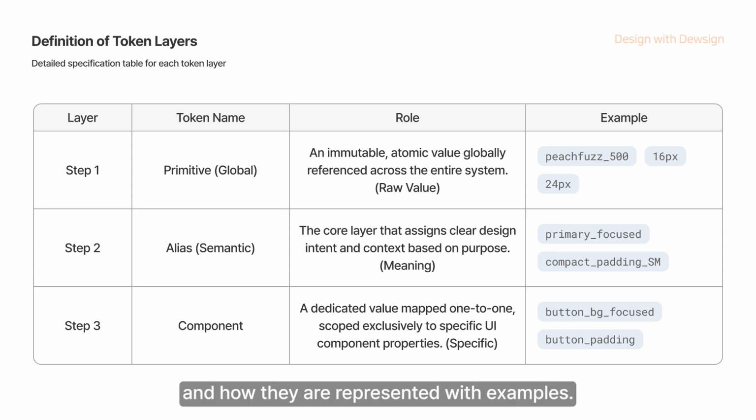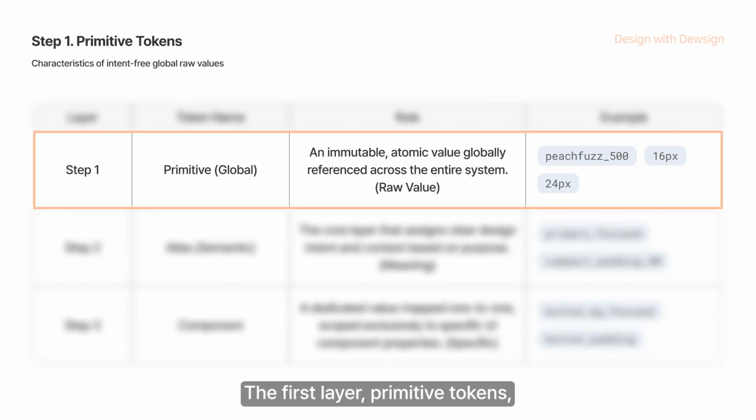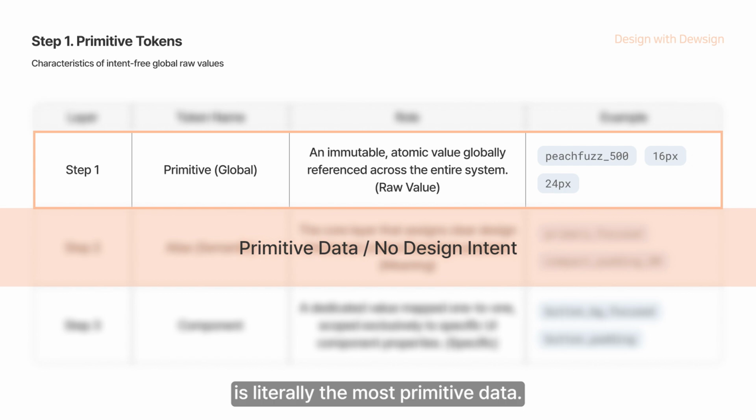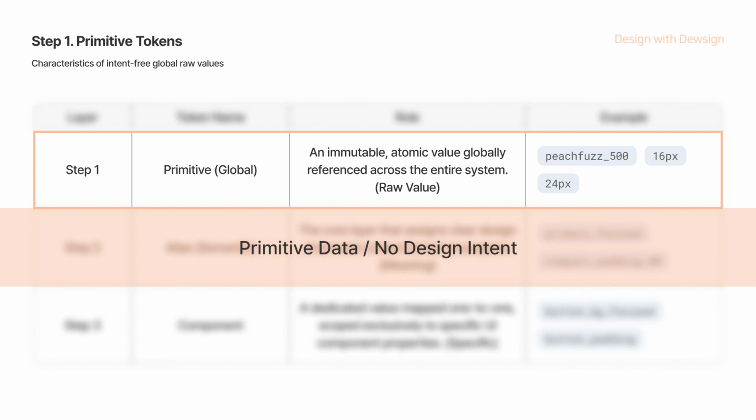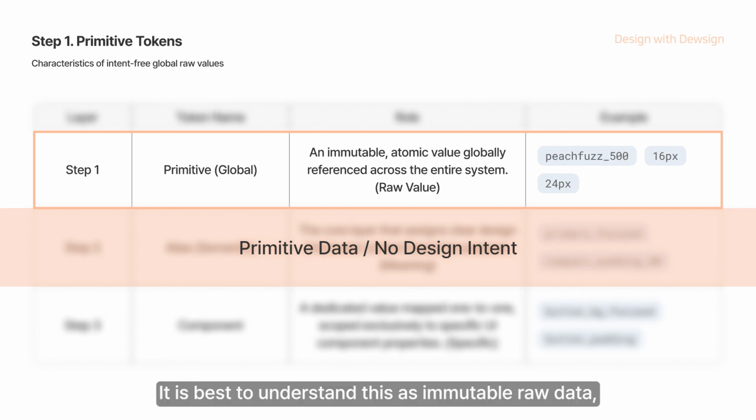Through this table, you can check the overall specifications of what properties each layer defines and how they are represented with examples. The first layer, primitive tokens, is literally the most primitive data. There is no design intent contained here. We simply name them based on the unique properties of colors or values, such as peach fuzz 500 or 16 pixels. It is best to understand this as immutable raw data, collecting all available options within the design system.